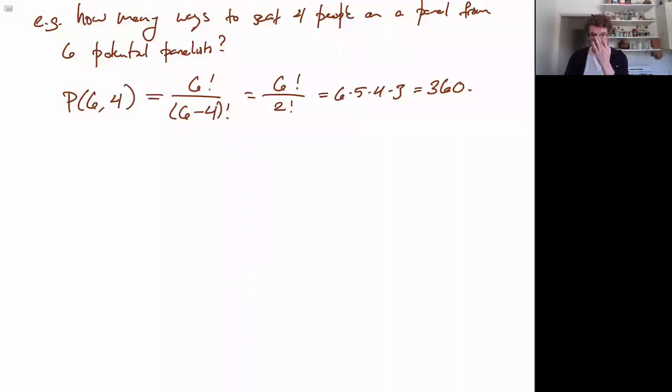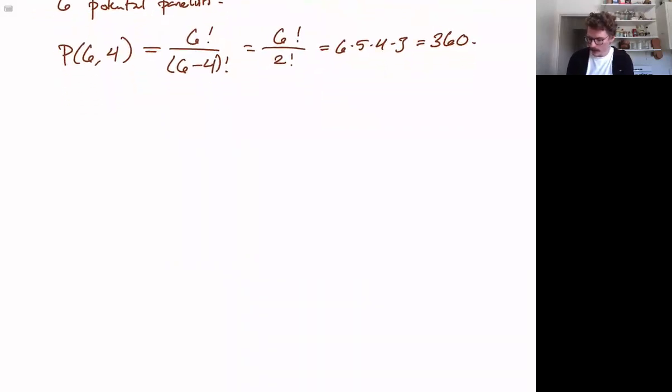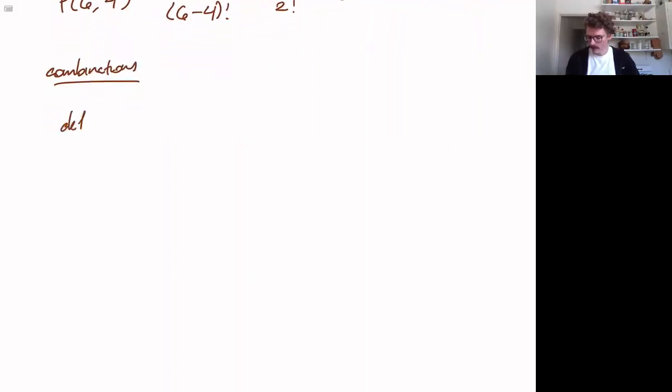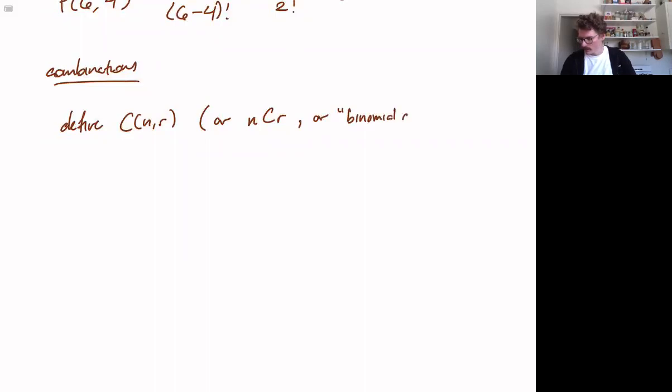So those are permutations. Let's now talk about combinations. So combinations define C(n,r). As you guessed, the C stands for combinations. You might also see nCr, or you might see them written as binomial coefficients, which are written like (n r) in parentheses, like a fraction, but with no line.